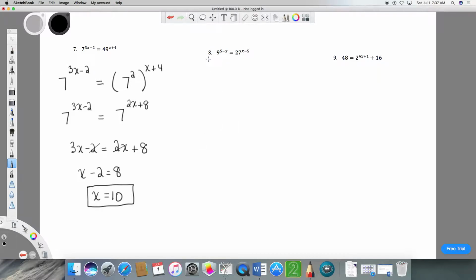All right, let's take a look here at number 8. With a base of 9 and a base of 27, I'm going to try to rewrite these so that they have a base of 3. So 9 can be rewritten as 3 squared, and 27 can be rewritten as 3 to the 3rd power.